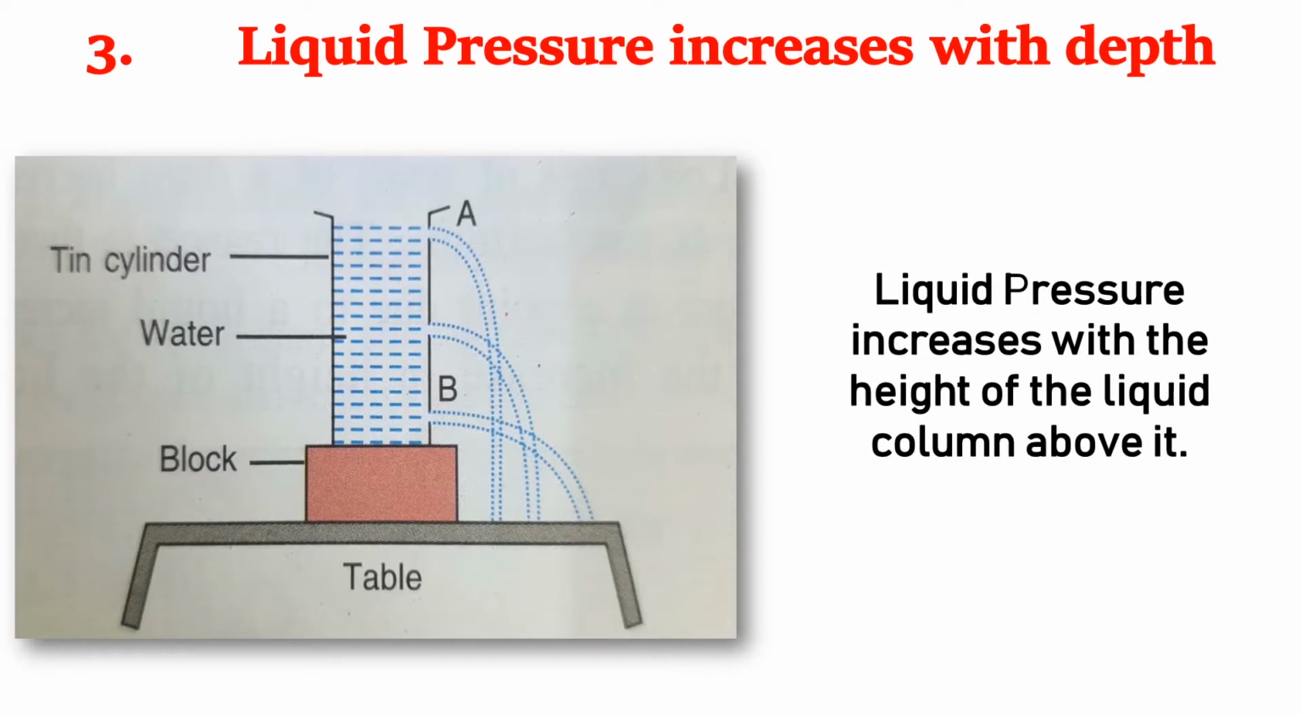This clearly shows that liquid pressure at a point increases with the height of the liquid column above it. So, the characteristic feature is liquid pressure increases with depth. As you can see, the depth of hole B is more as compared to A. Therefore, liquid pressure is more at B as compared to A.